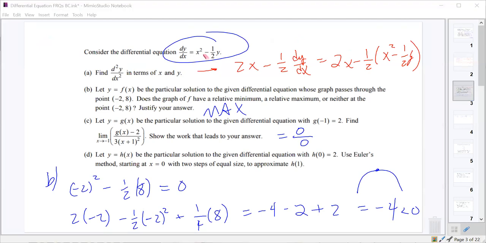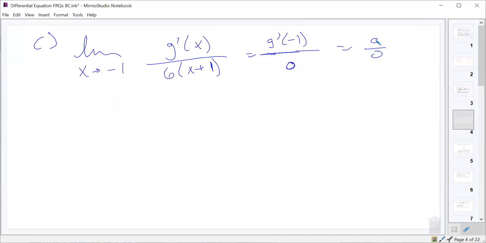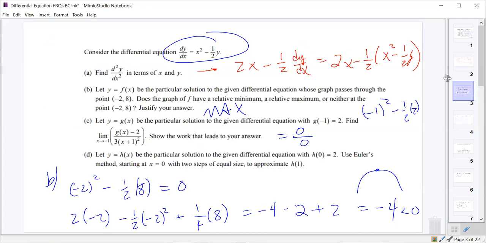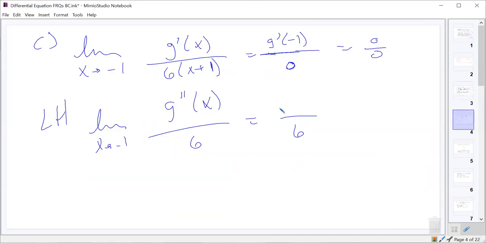Yeah, plug it in and find it. (-1) squared minus 1/2 of 2 is 0. So we get 0 over 0. So we use L'Hopital's rule again. Get the limit as x approaches -1 of g double prime of x over 6 this time. And now for g double prime, we'll have to go back and plug in the point (-1, 2). What did that come out to be? -2. So we end up with -1. Good? Everyone good with that one? Make sure you write out that you're using L'Hopital's rule. Actually write it out. Don't just write LH.